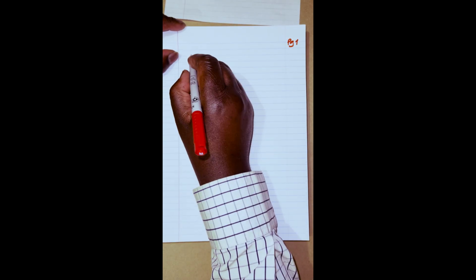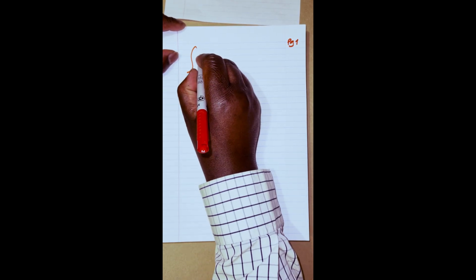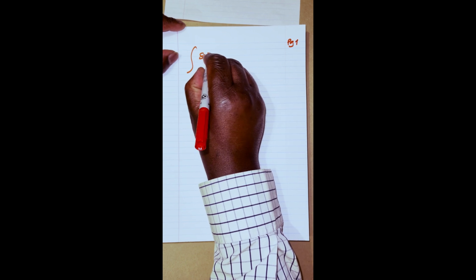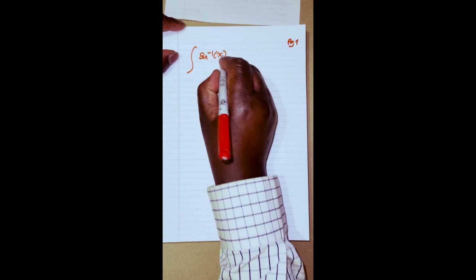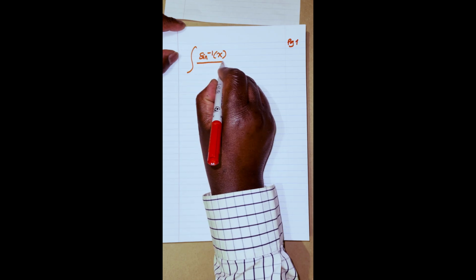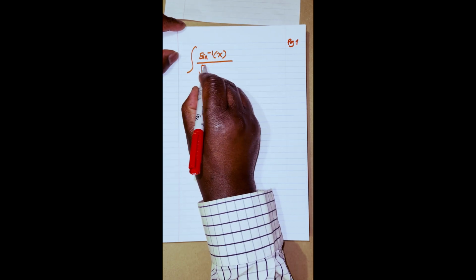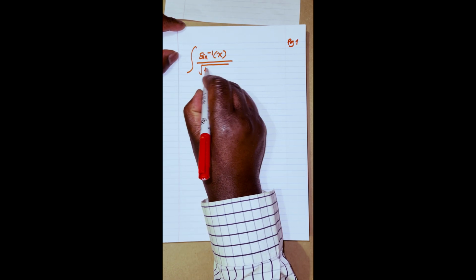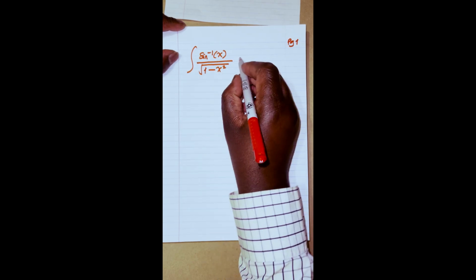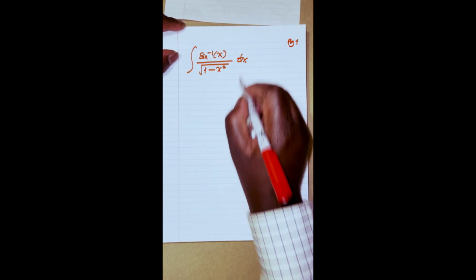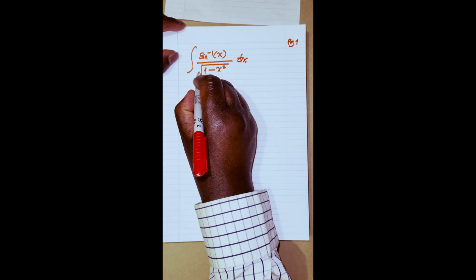Taking us to our first page, page 1, and the integral is the integral of sine inverse, some people say arc sine, of x all over the square root of 1 minus x squared dx. Now how we approach it is as follows.